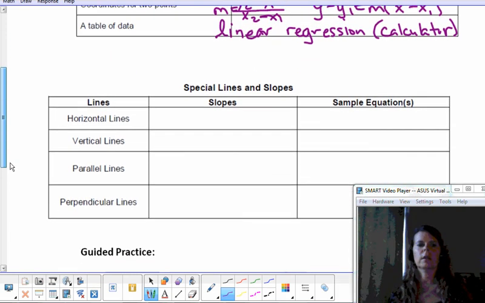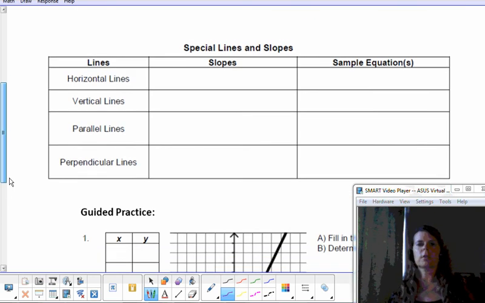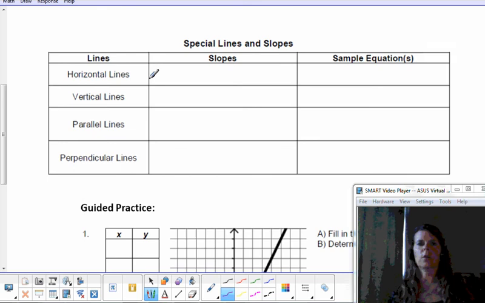Okay, let's do one more thing and then we have some guided practice. Okay, special lines and slopes. Your slope for a horizontal line, it's a flat line, so just think, okay, can we ski on this? We could cross-country ski, so it still has a slope, it just has a slope of 0. And an equation might be y equals 5. Just any number right there. So y equals a number.